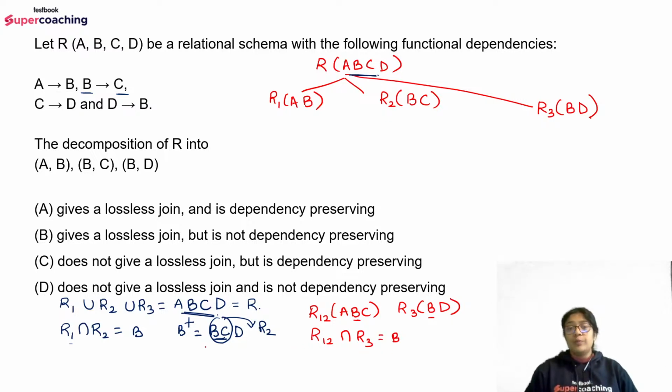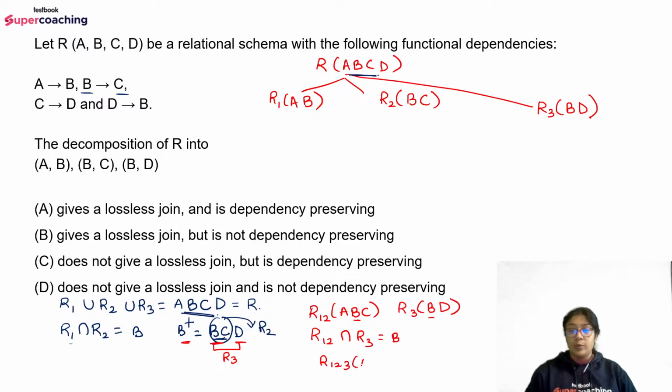So we'll find out B closure. Already B closure we have found. B closure is determining B, C, D. B and D, both the attributes of R3 are present. That means B is a key for the sub-relation R3. So we can join them.